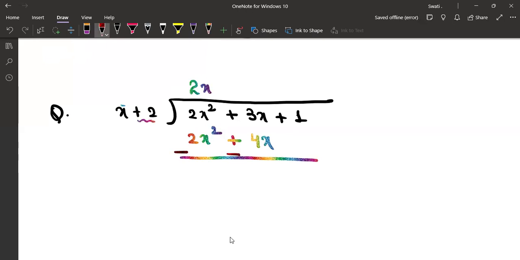Very good. Next. Then 2x and 2x get cancelled. Next. Plus 3x minus 4x will be minus x. Why? Because 3 minus 4 is minus 1, and x will be as it is. So instead of writing minus 1x, we can just write down minus x, right?